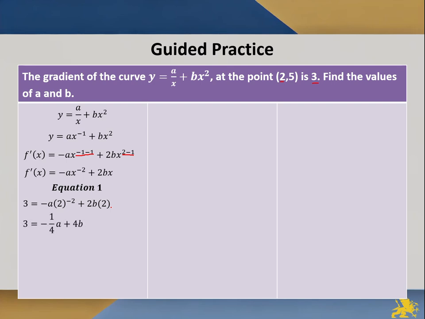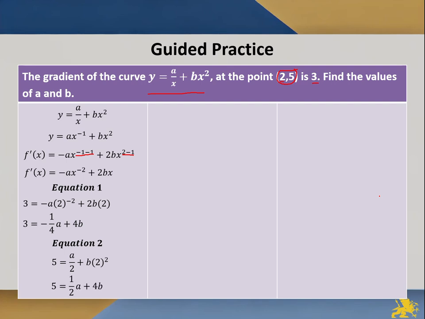My second equation I'm going to do links back to my original equation of y equals a over x plus bx squared. So if I have this equation and I know the x and y, the a and b for both of these equations must be the same. So I grab my equation and plug in those two values and I simplify it down.